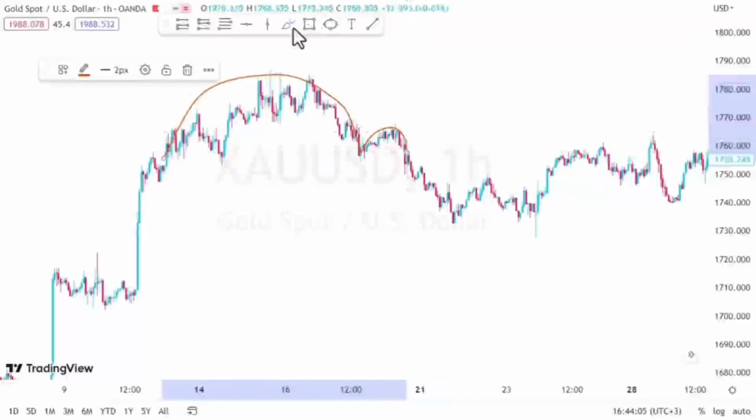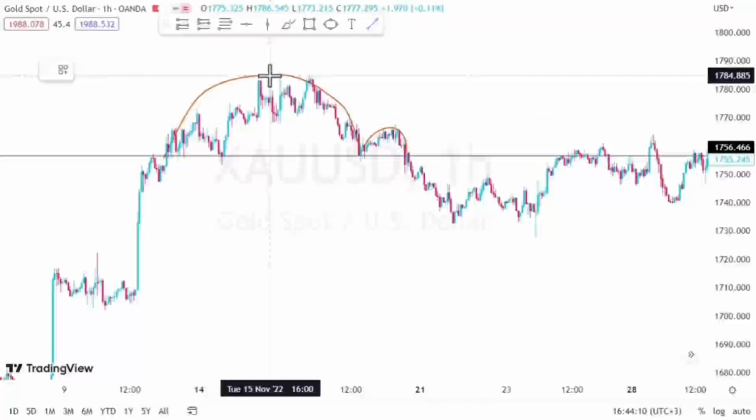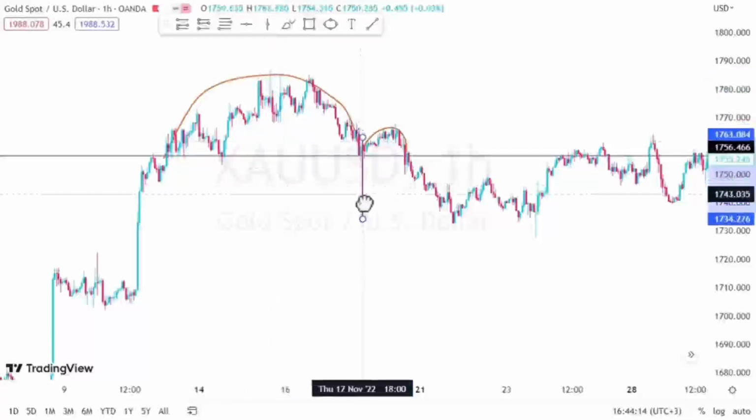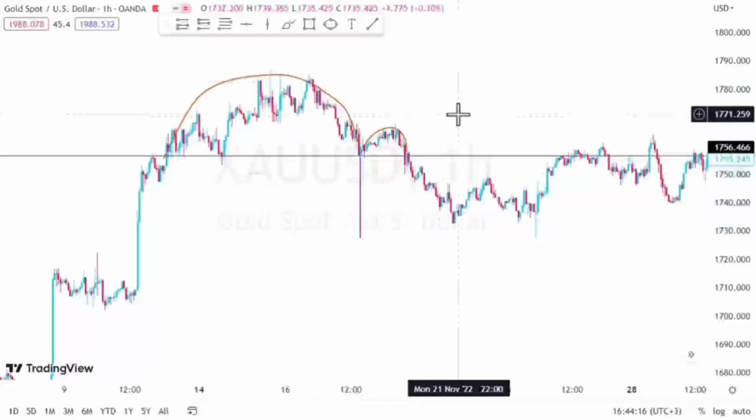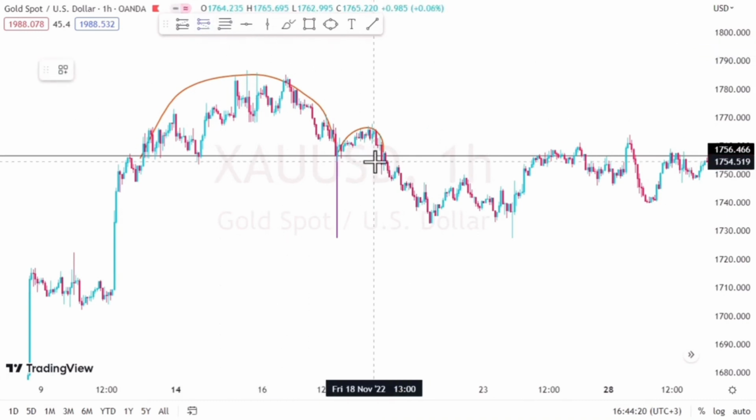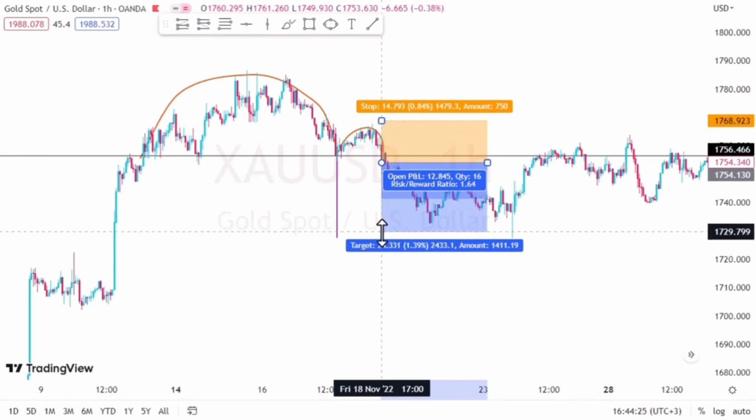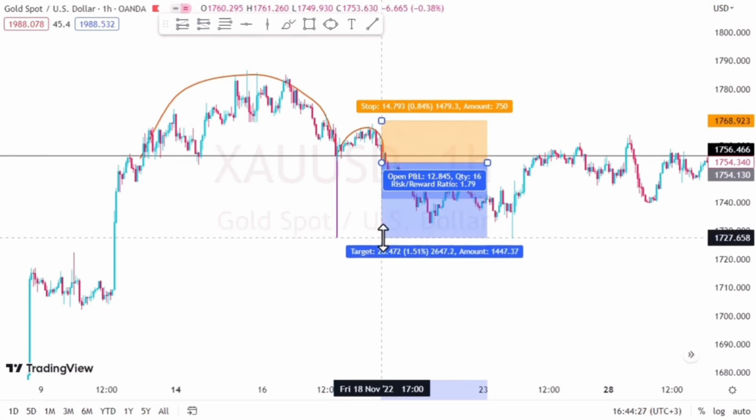If we set the neckline here, how much will the price go down? We said it's really easy to determine. We just set this distance from the top to the neckline, then we wait for the breakout, and it goes down this much. So did it hit our target? Yes, of course it did. So it's like this. If we took a short position here, our target was here.